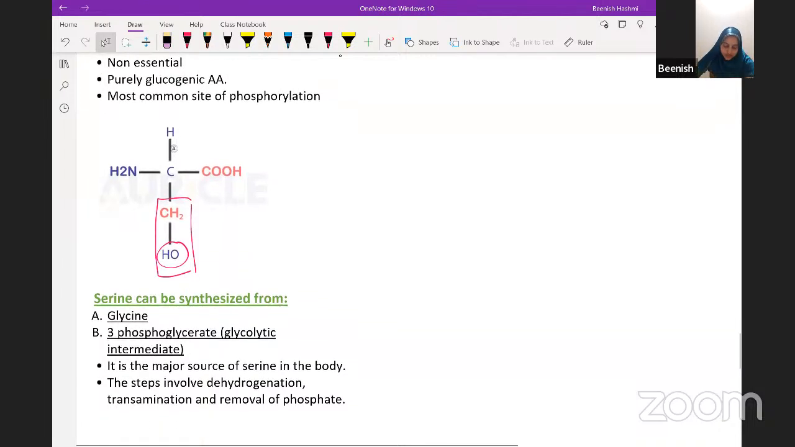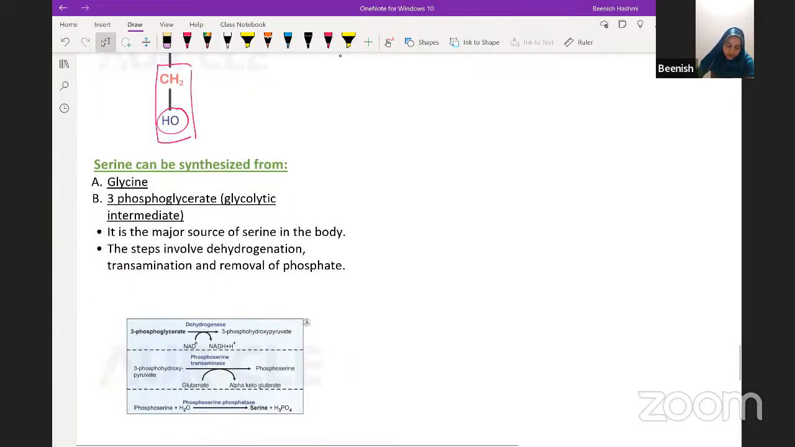Now, serine can be synthesized from glycine. It can also be synthesized from 3-phosphoglycerate, which is a glycolytic intermediate. 3-phosphoglycerate is the major source of serine in the body, and the steps involved are dehydrogenation, transamination, and removal of phosphate. From 3-phosphoglycerate, dehydrogenation takes place and 3-phosphohydroxypyruvate is formed. Then transamination takes place and phosphoserine is formed. Then the phosphate is removed by phosphatase, that is dephosphorylation, and ultimately serine is formed. The reactions are not very important.